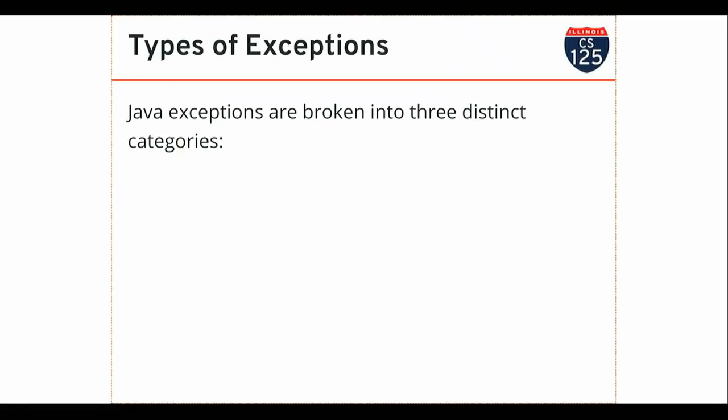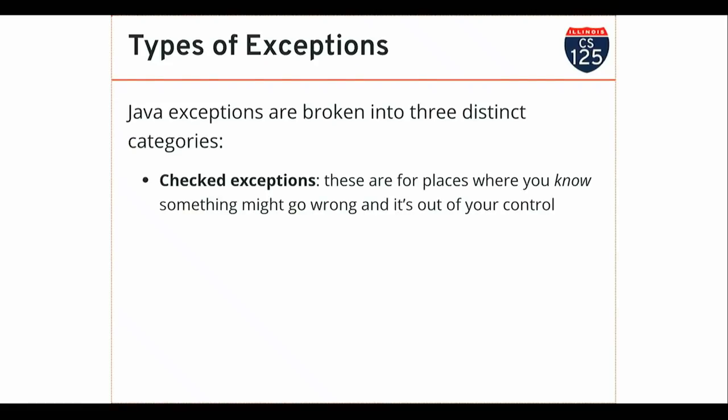types of exceptions in Java. There are multiple ways that things can go wrong, and Java breaks these down into a couple of different categories. It's really important to understand two of them because they directly affect how you program in the language. Okay, so checked exceptions. What does checked mean? Checked here means checked by the compiler.